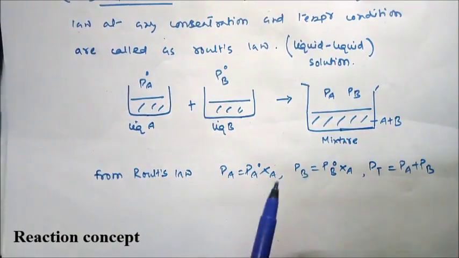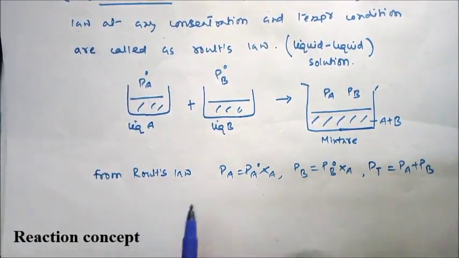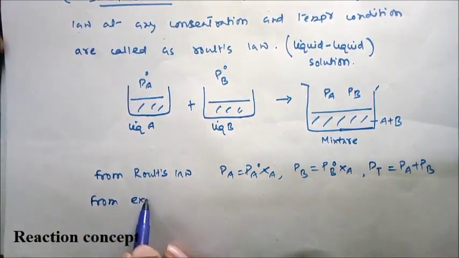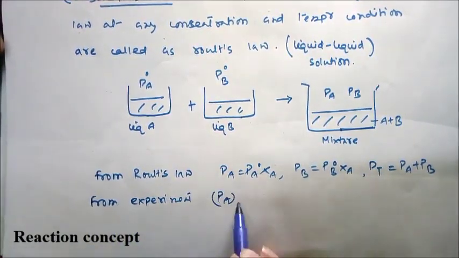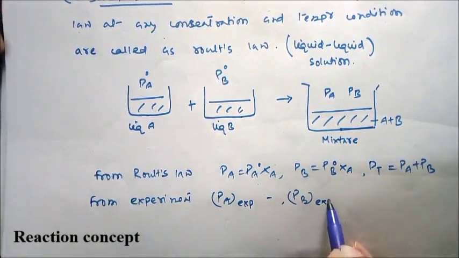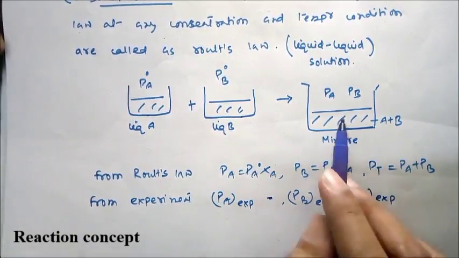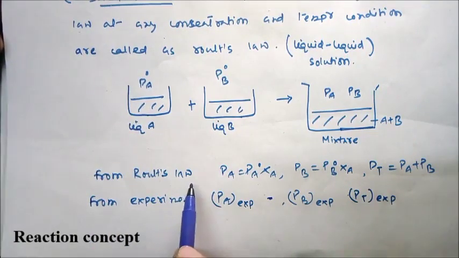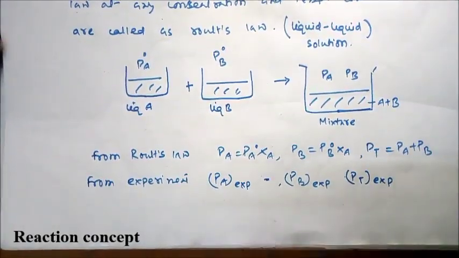Now if we do an experiment and measure these three terms, PA, PB and PT, the total pressure, suppose we get PA experimental, then PB experimental, and PT experimental values. These are the experimental values for the mixture. If these values are equal to the theoretical values of Raoult's law, then the solution will be said to be an ideal solution. This is what the definition is saying.